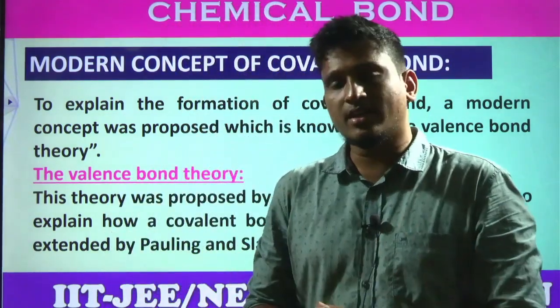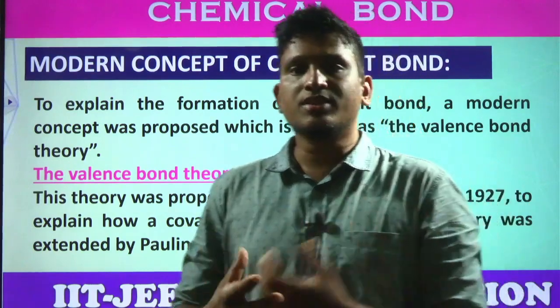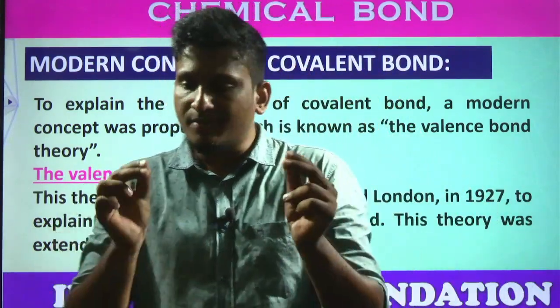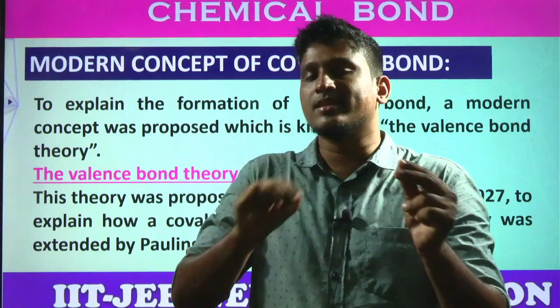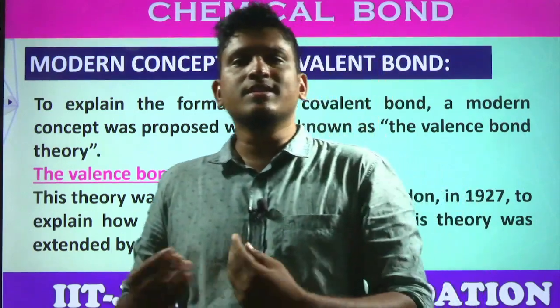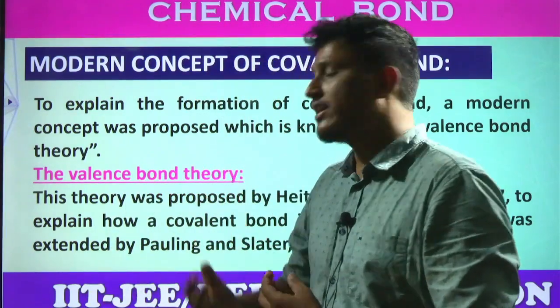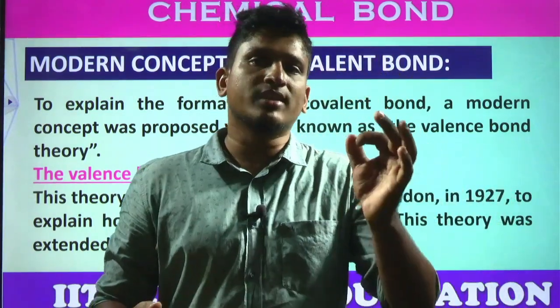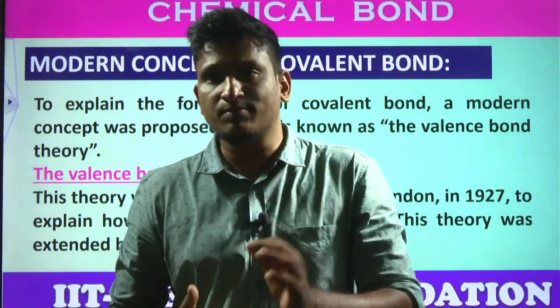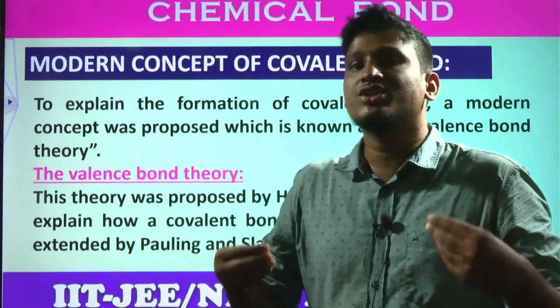So how do they share the electrons? In general, how do atoms share electrons? Practically, if you want to represent it, we represent it by circles, yes or no. But at the atomic level, how these atoms share electrons, students, will be explained by a theory called valency bond theory. That means valency bond theory explains how atoms share electrons.